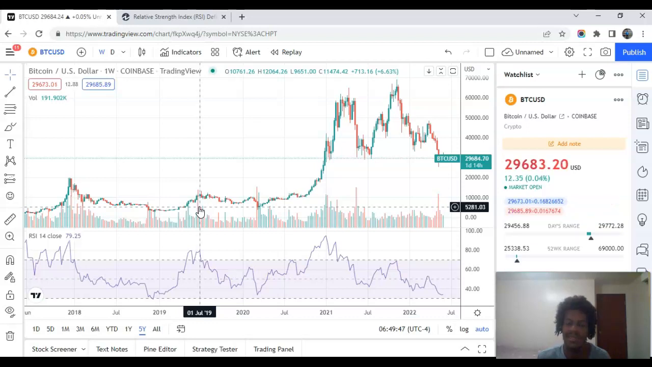I use the RSI all the time, and I never really got a chance to explain to you guys in depth, so this is my best attempt at it.